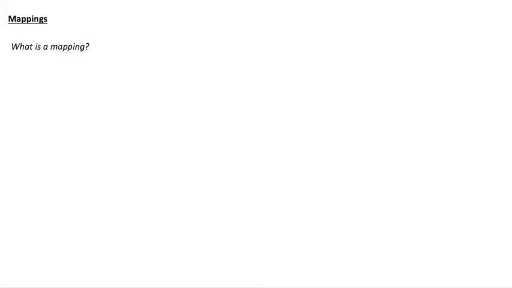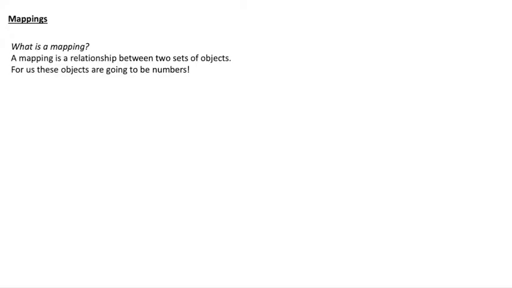So, what is a mapping? Well, a mapping is a relationship between two sets of objects. For us, these objects are going to be numbers, but we're first going to look at them in a more abstract way. Now, the word mapping is not formally defined. People use it for slightly different meanings, but the one we're going to use is one that's commonly used in the mathematical context. But be careful if you do come across the word mapping. People use it to mean different things.